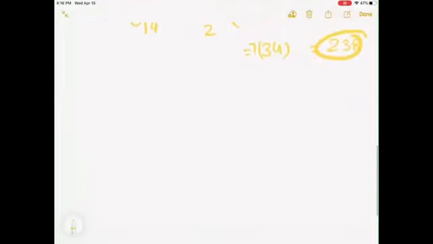Let me show you one more example. Let's say I have big sigma. The bottom number is 4. The top one is 21. And the equation is 3n plus 1.